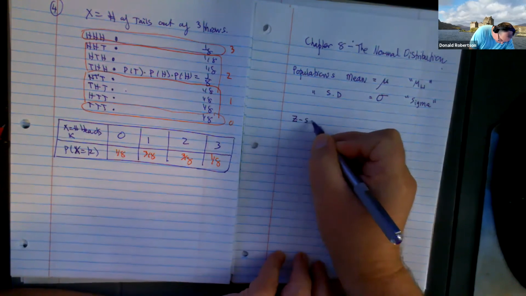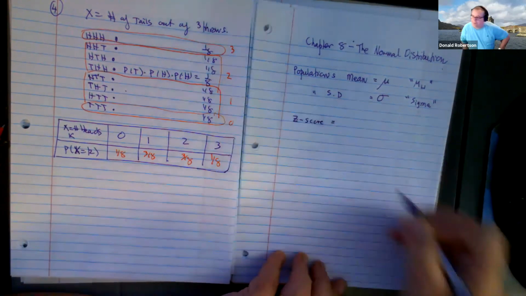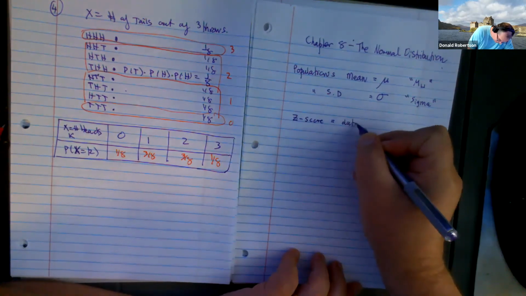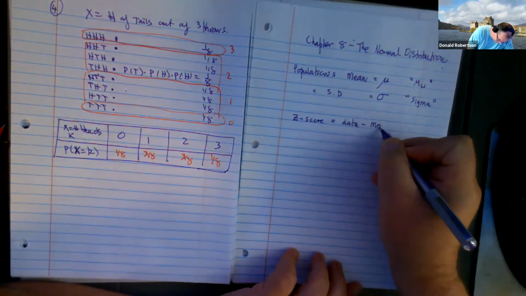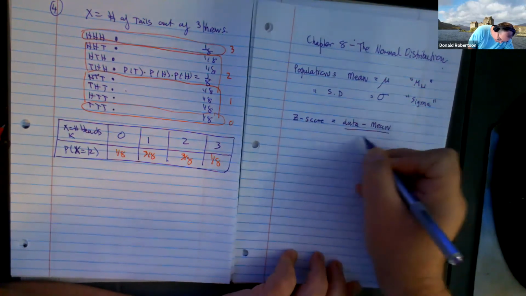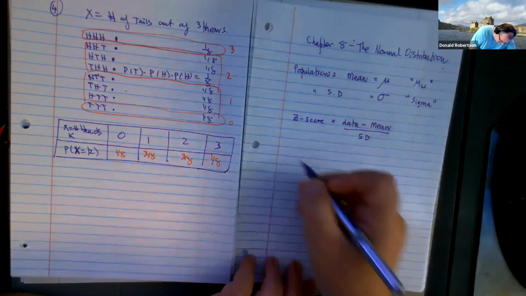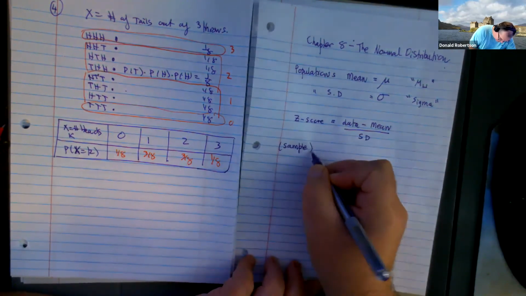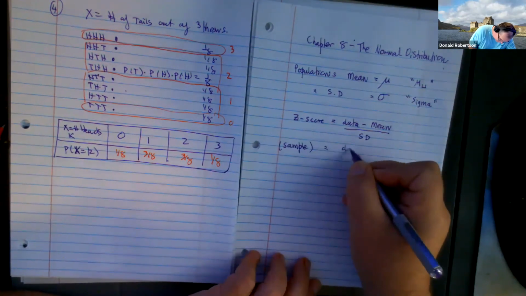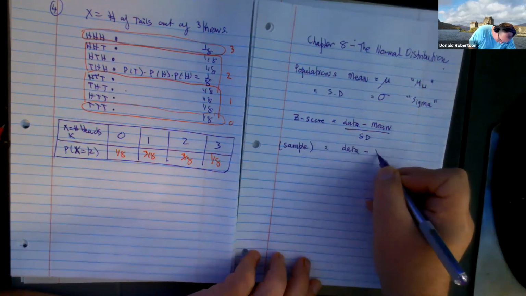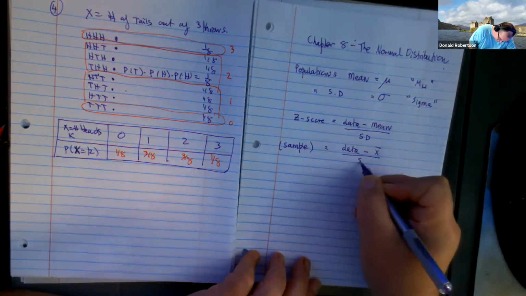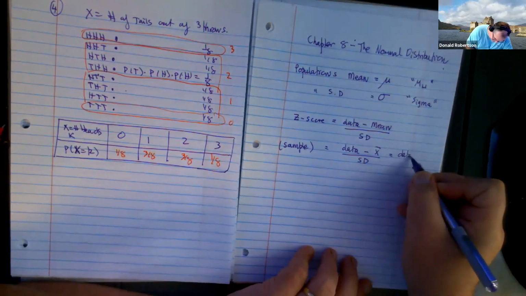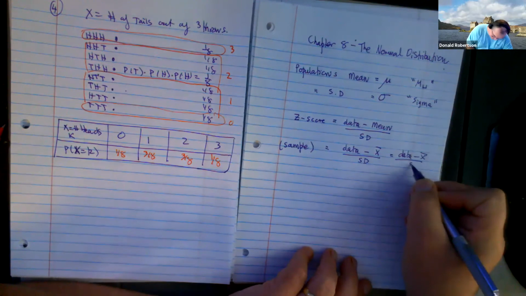Now, here's a guy that we've also met, z-score. And our z-score was data, take away the mean, divided by the standard deviation. And when our data came from a sample, it would be data, take away the mean, divided by the standard deviation, right? Or sometimes I might have written it like that, right?